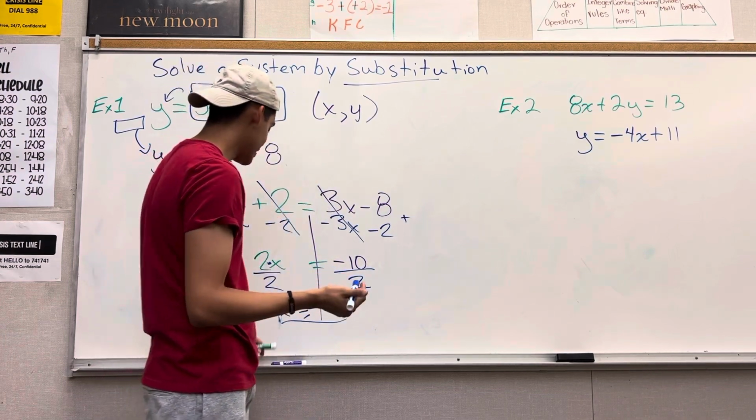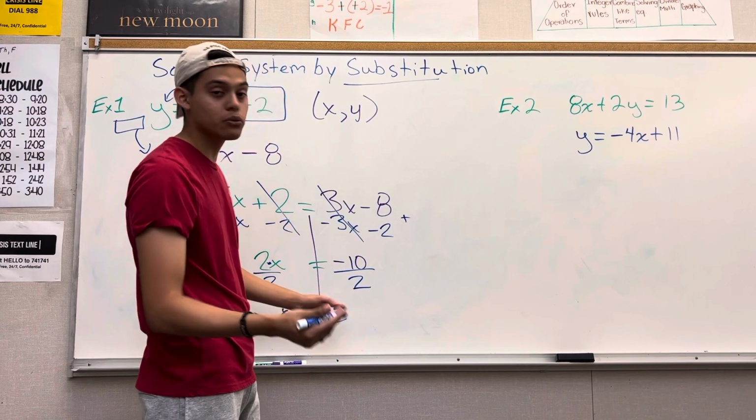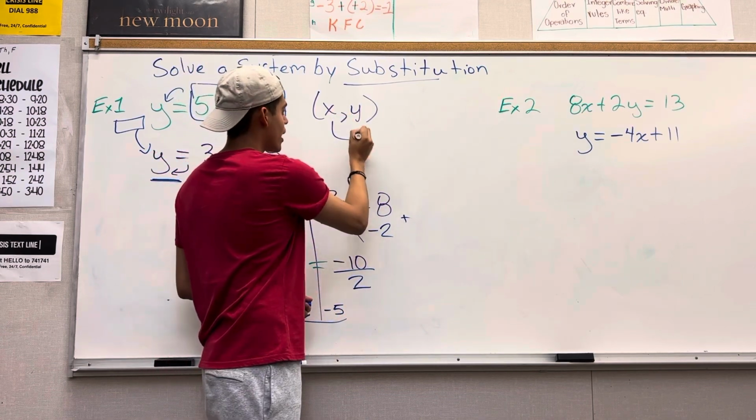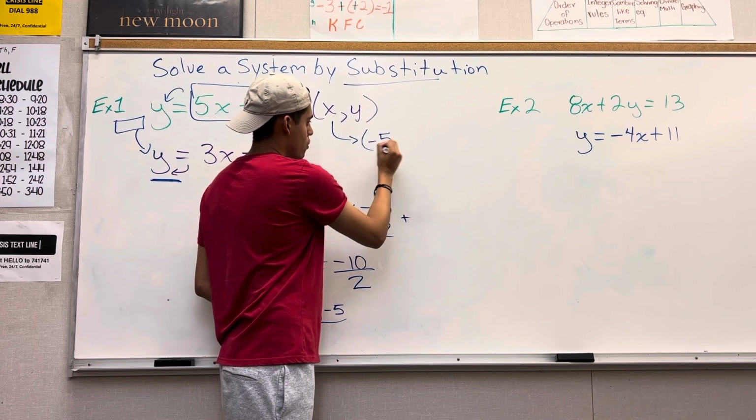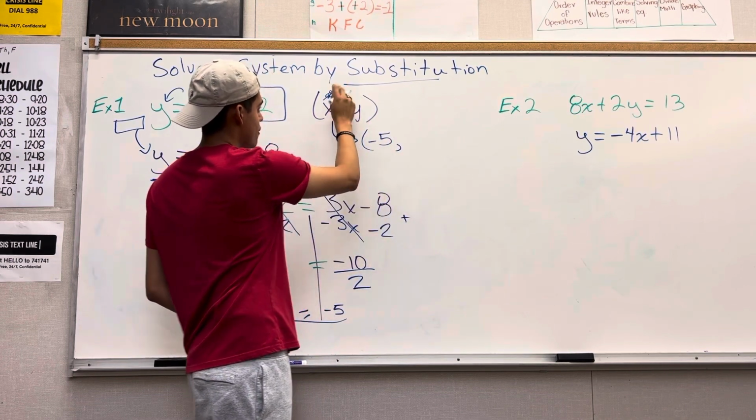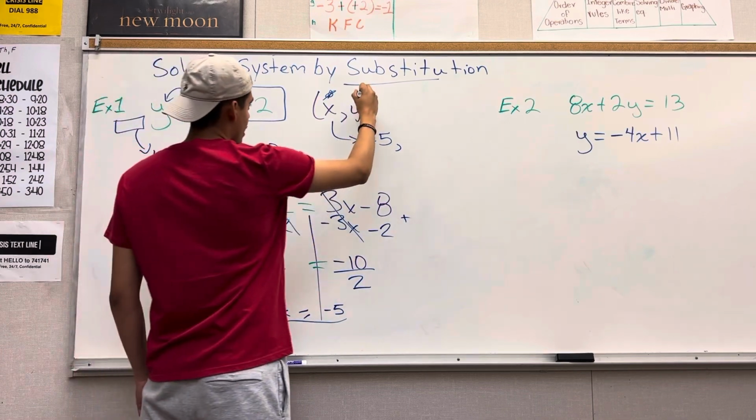Most people would just leave it like that and be like, oh, I am done. X equals negative 5. But that is just half of the problem. We have negative 5 as our first coordinate. We have this x, so we've already found that. Now we need this y.